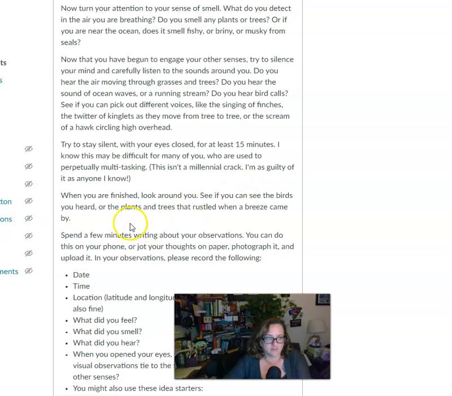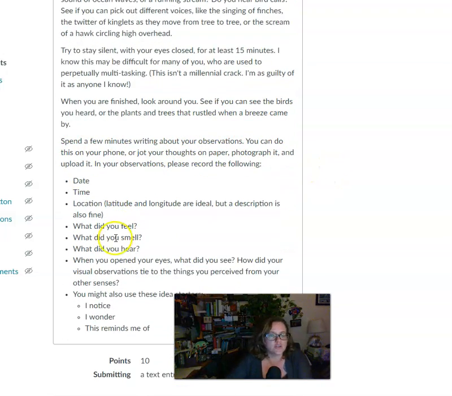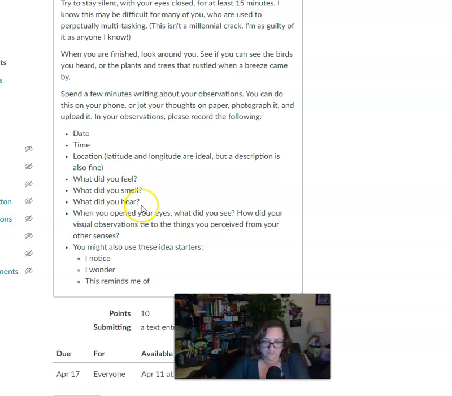So let's go back through this. When you're writing your observations, you're going to do it in this kind of format. Put the date, the time, the location. If you want to use the GPS on your phone to give your latitude and longitude, you can. That's very scientific and exact, but you don't have to. You can just put a general idea.